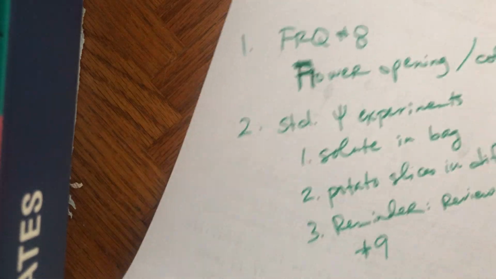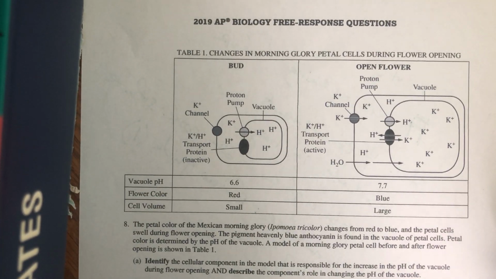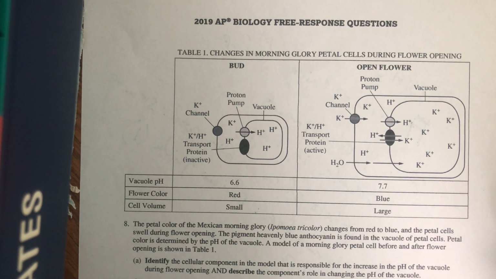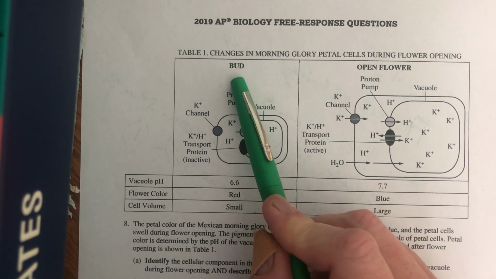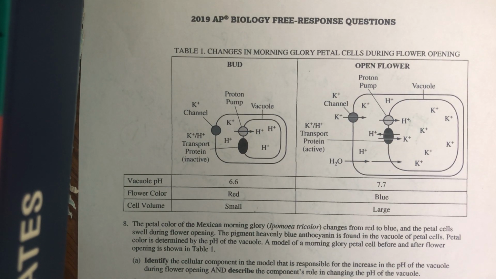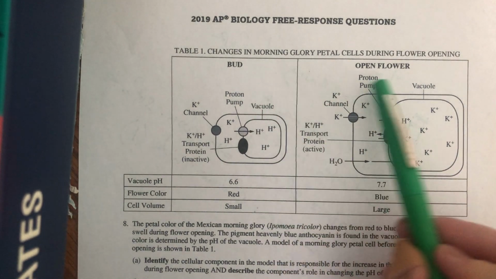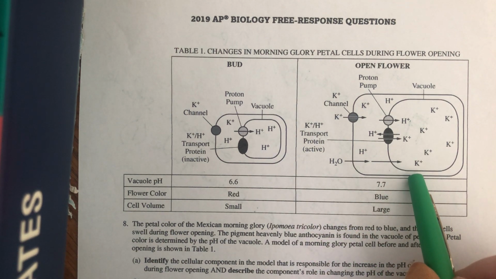All right. Oh, here we go. This FRQ is a little bit confusing because you've got hydrogen ions and potassium ions, and they're moving in different directions, and it kind of depends on what the pH is and the flower color, and you're thinking, all right, so we're looking at how a bud opens up. I think this is absolutely beautiful. By the way, imagine a bud opening up into a flower because its cells swell.